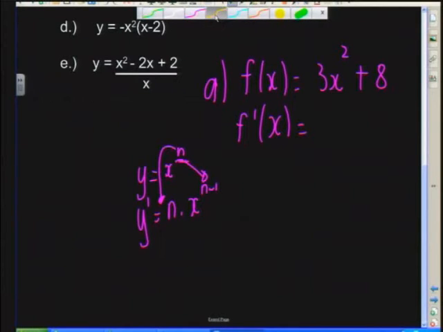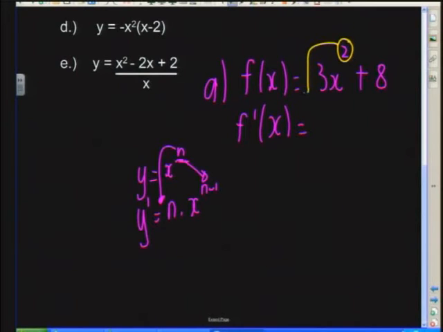So here we do the same thing. We're going to bring that power to the front of the 3, multiply the constant by the power. So it's going to become 2 times 3. The x will stay exactly where it is, and all we do is from the power of 2, we're going to subtract 1. Okay.